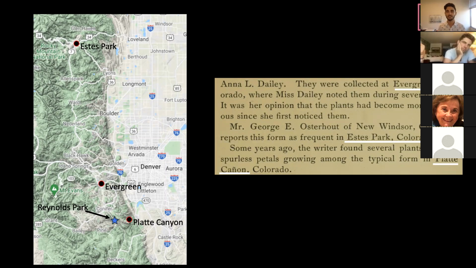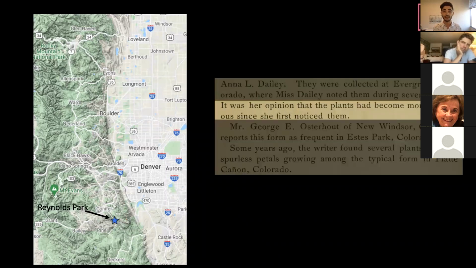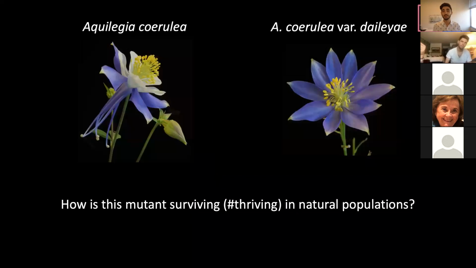But that's actually not the most interesting part about this paragraph. She says right here that Miss Daly noted that it was in her opinion that the plants had become more numerous since she first noticed them. So even from the first description, there's been some evidence of a selective advantage, a fitness advantage for this group, for this morph. So we ask ourselves, how is this mutant surviving, thriving, in a natural population?